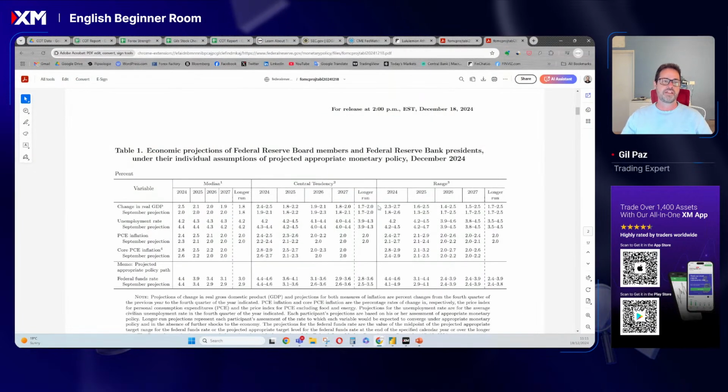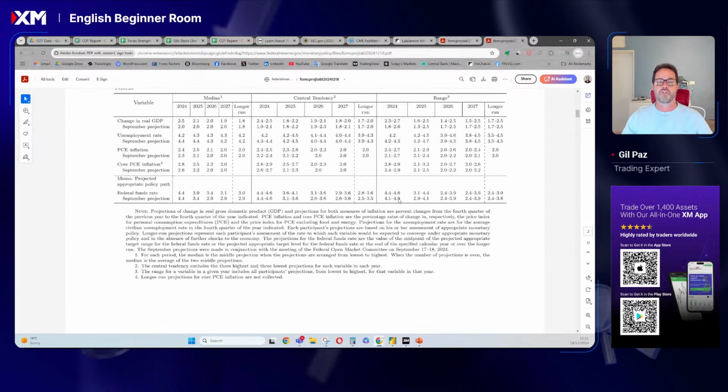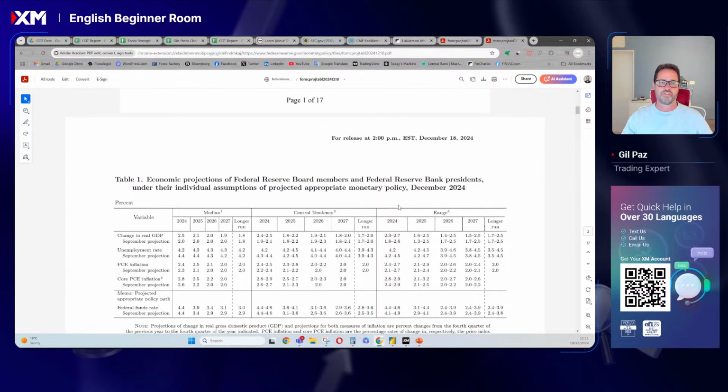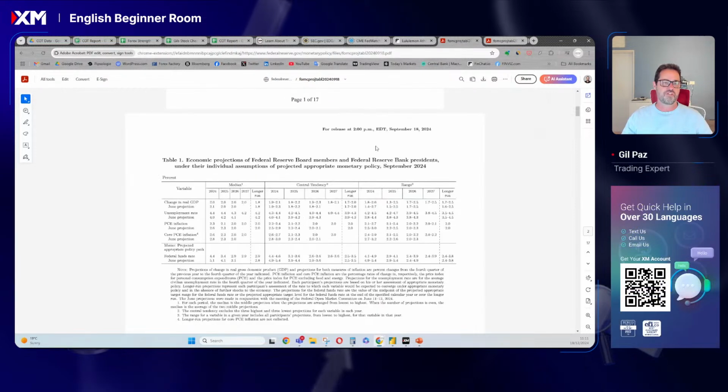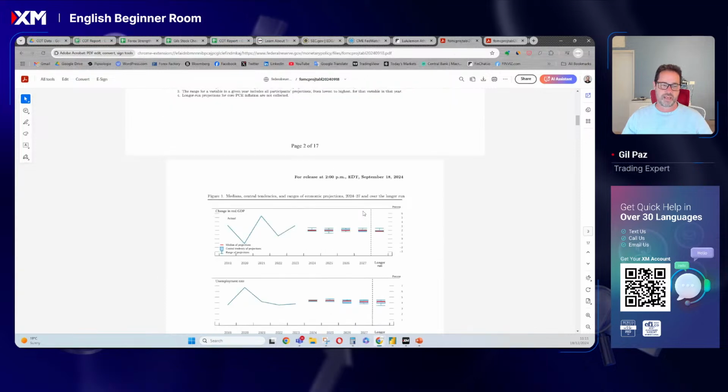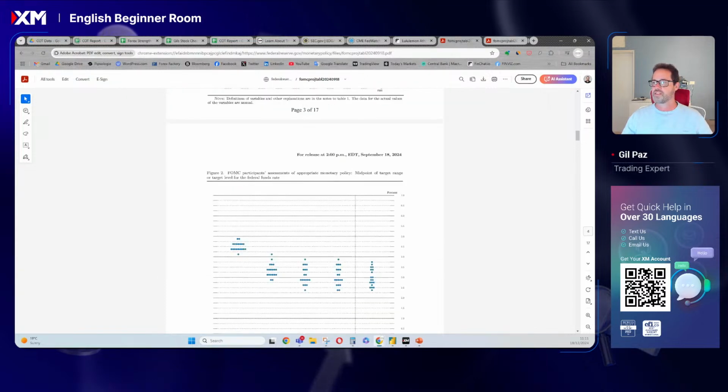So look, this is from the website of the Federal Reserve, and what we are seeing here are the forecasts of the Fed from September. So you have to understand, Fed decisions move the markets. They move the stock market, but also the currency market. Not so much the commodity markets, even though gold, of course, is like a currency and gold is moving a lot.